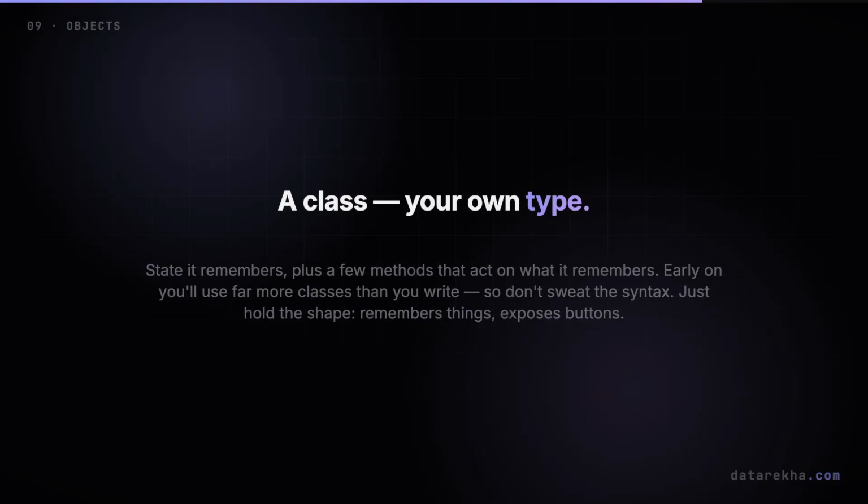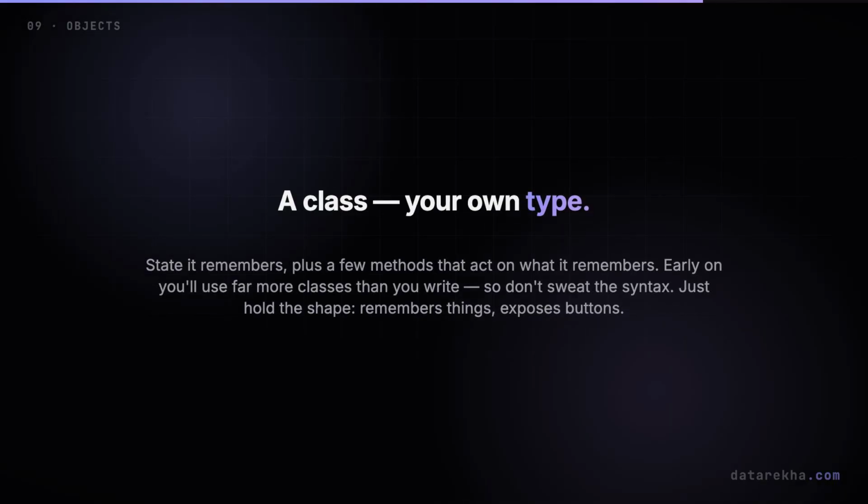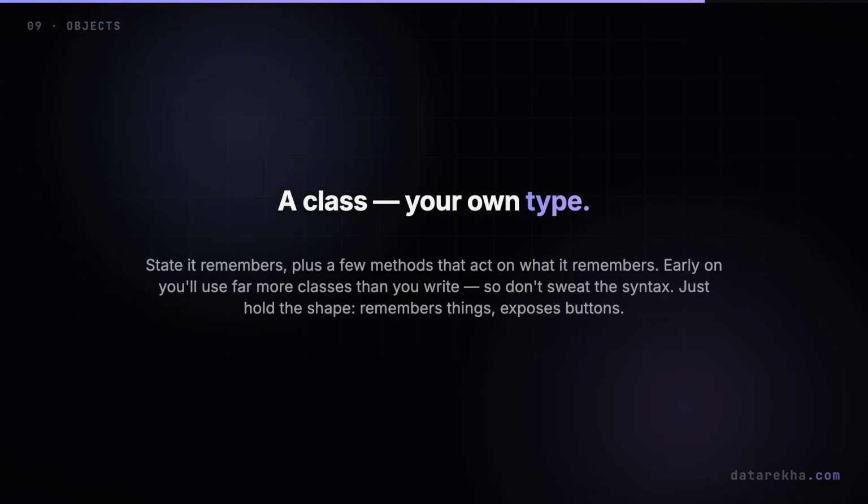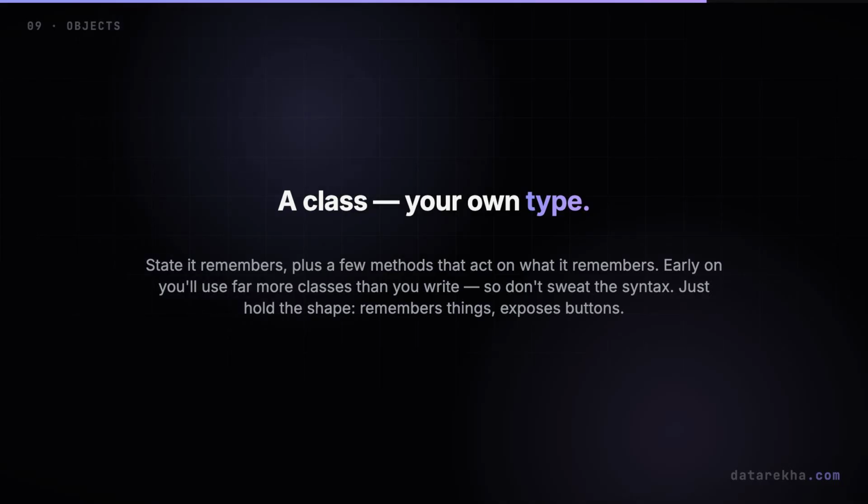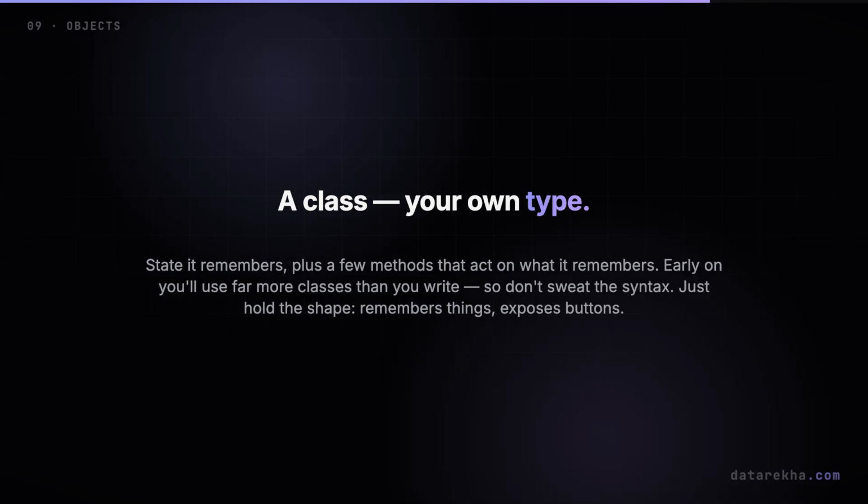You can define your own with a class, your own custom type, holding some state and offering some methods. Early on, you'll use far more classes than you write, so we won't dwell on the syntax. The point is the shape. An object remembers things about itself and exposes a few buttons that act on what it remembers.